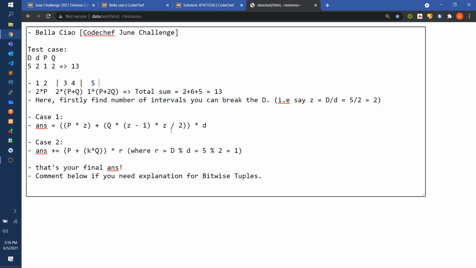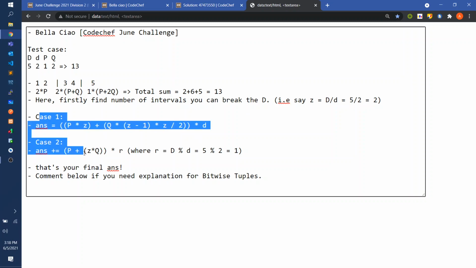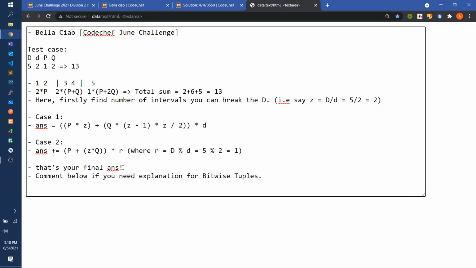For case two, the remaining days, we can easily find them by taking the modulus, and in this case we get 1, which is the remaining day 5. You can see that after 2d days it becomes P plus 2Q. This 2 is the k, so let me rename it as z. So in this case it is P plus zQ, which we found here, and we simply multiply it by the number of remaining days, which is r. When we add both of these, we get our final answer.